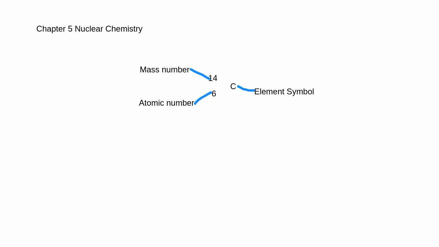And so when you have beta decay, your proton number is going to go up by 1, but your mass number is going to remain exactly the same.